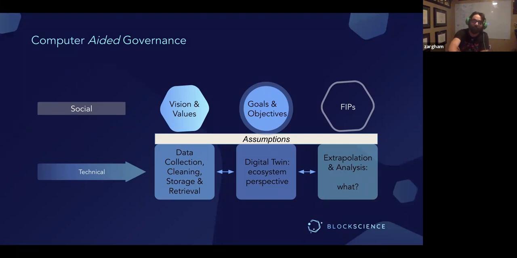We want to talk about some concepts in both the social and the technical layer. On the social level, we need clear alignment around vision and values, alignment on goals and objectives, and then we can move into actually participating in a process. But obviously that process needs to be clear, needs to be aligned with the vision and values and the goals.